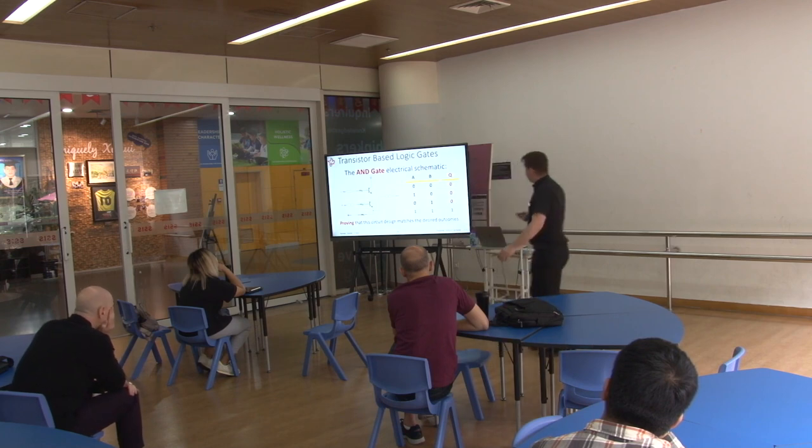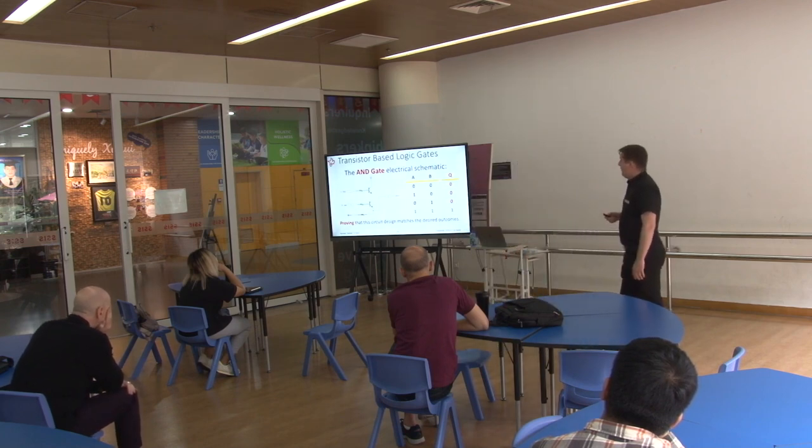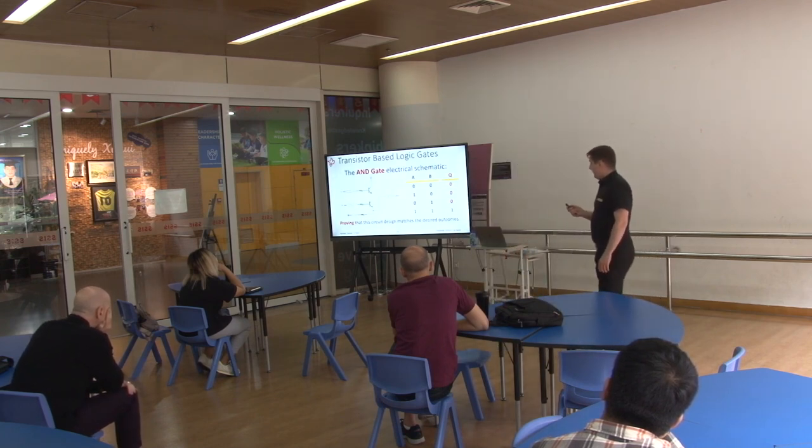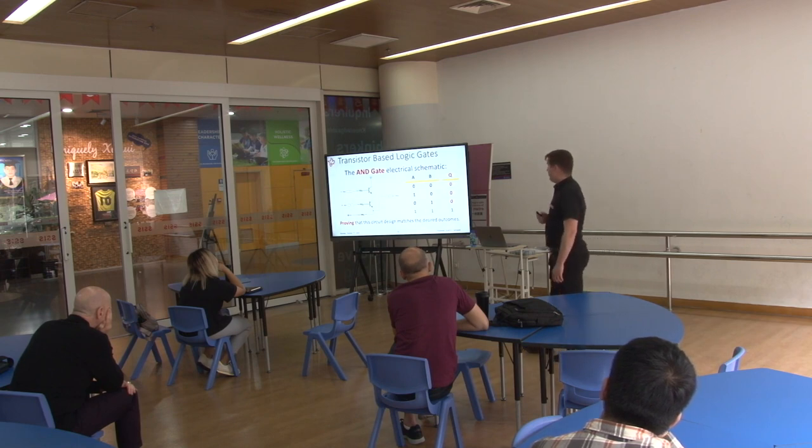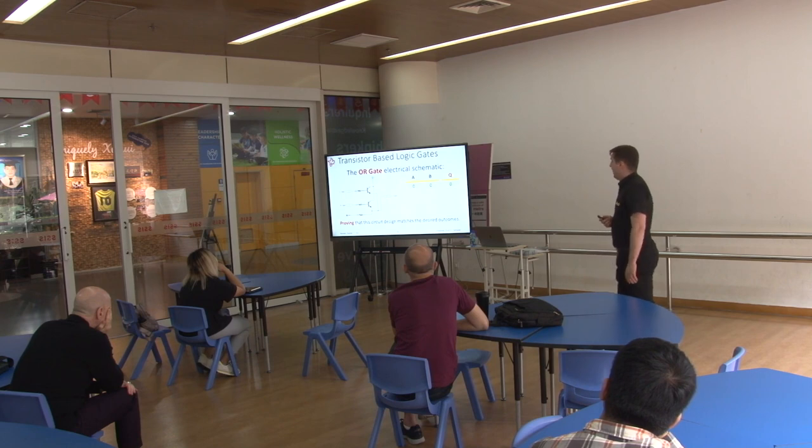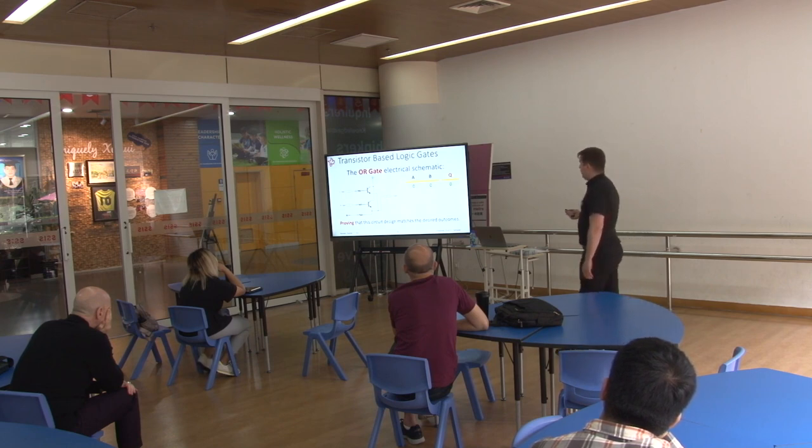So again, not overly complicated. This is within reason for the IGCSE physics curriculum when we look at circuits. And then finally, our OR gate. This is our basic electrical schematic for our OR gate. So right now, A and B are turned off, so Q is off.